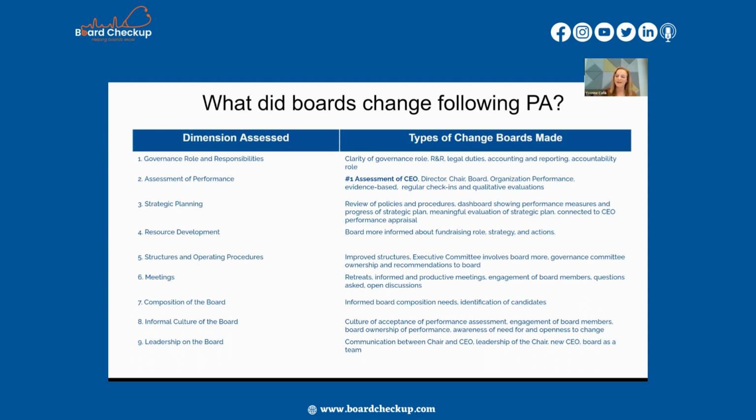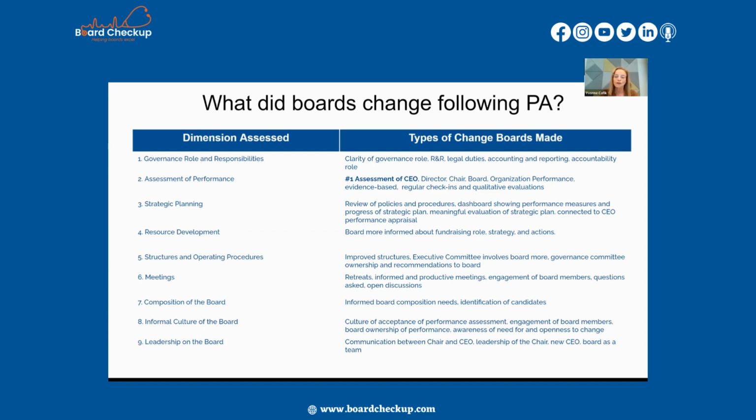Number one of all of them, assessment of the CEO's performance occurred most often. But there were changes everywhere. Through the practice by boards exercising their due diligence and their fiduciary role, there was greater clarity of their own governance role. There was greater clarity about their roles and responsibilities, their legal duties, about accounting and reporting, and the accountability role of the board itself. Assessment, performance assessment of the CEO, but also the individual directors, chairs, boards, the organization, and a culture really developing around that. Regular check-ins on performance assessment, not one-time assessments, but discussions and openness to performance as being part of the board's role and governance.